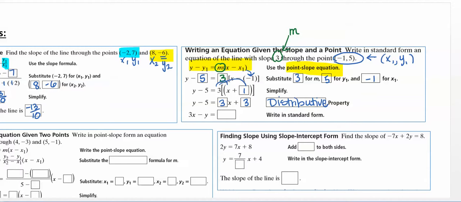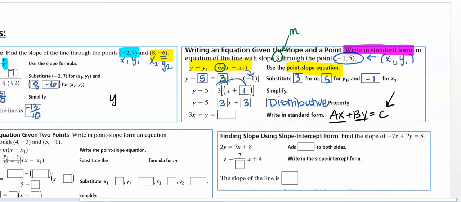Now, you have to be paying attention to what form they want your answer in. So they said write in standard form. So standard form is ax plus by equals c. So you have to get the x term and the y term on the same side in this order, and then any number you have is going to be over there. So to get this into that form, it's actually kind of a couple of steps. They didn't quite show it, so I'm going to show it over here.